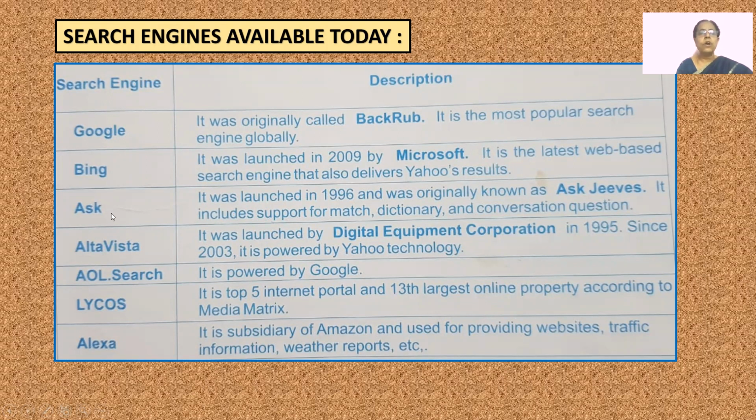Now Ask.com was launched in the year 1996 and its original name was Ask Jeeves. It includes support for matching. What are the things that it does? It matches words, synonyms, and so on. It has a dictionary and conversational questions. So when you're looking for this, it's better to go into ask.com. And AltaVista was launched by Digital Equipment Corporation in the year 1995. And in 2003, it was powered by Yahoo Technology. So before it was launched by these people, but now it's powered by Yahoo Technology.